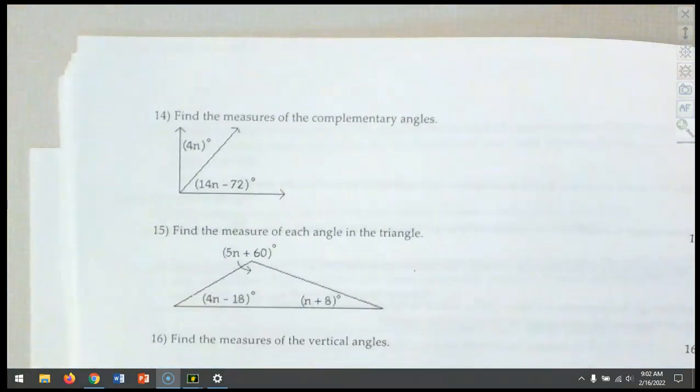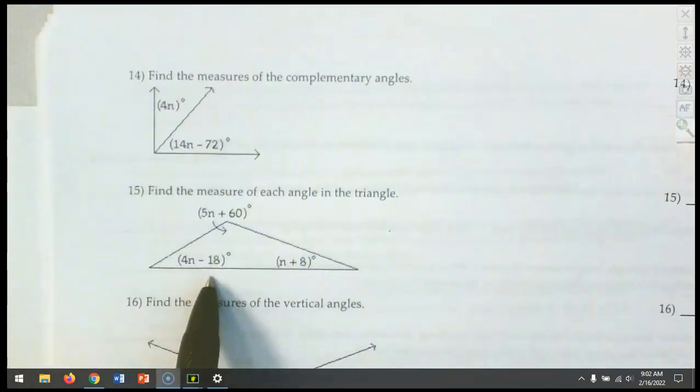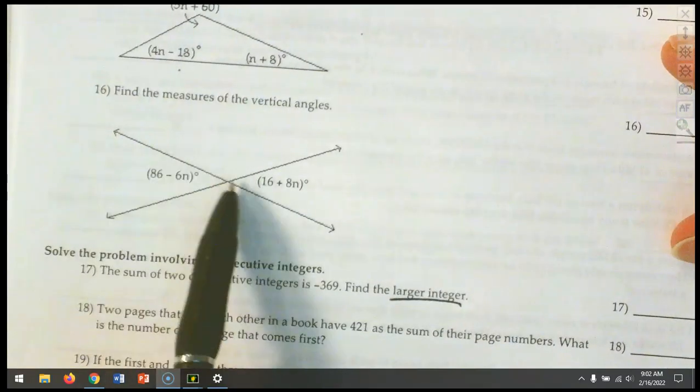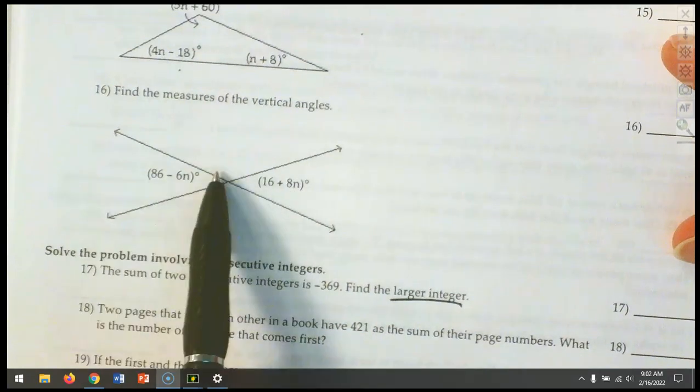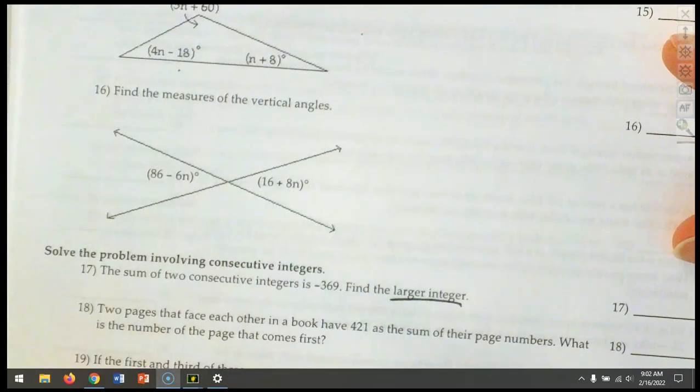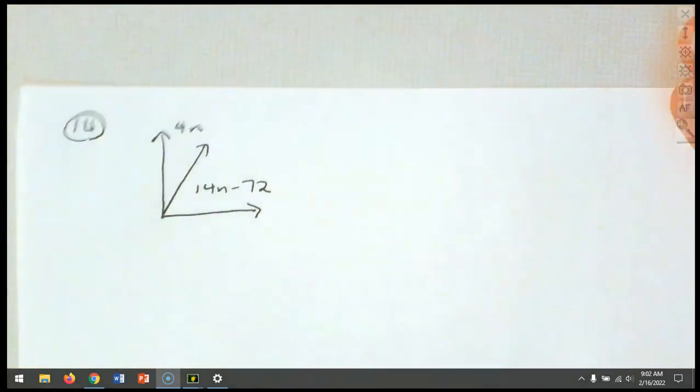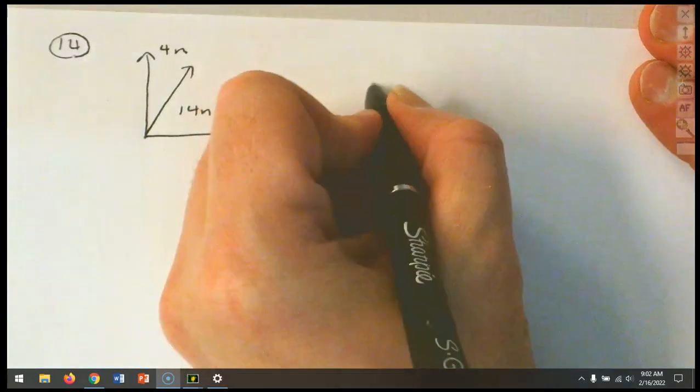What about question 15? It's a triangle. They sum to 180. And what about 16? These form an X, so what do you know about 16? These would equal, wouldn't they? Right? So you see there's actually four different types. They can either add to be 180 for a supplementary angle, add to be 90, triangles 180, or vertical angles form an X and they equal. So this is called complementary, so that means these sum to 90.